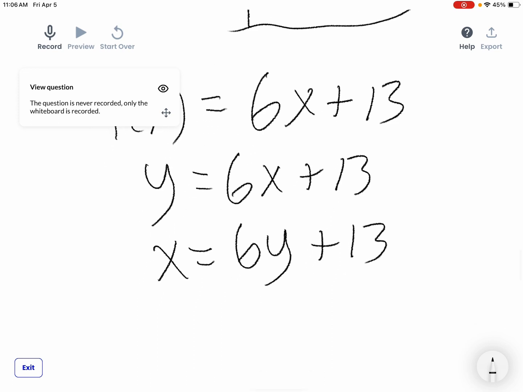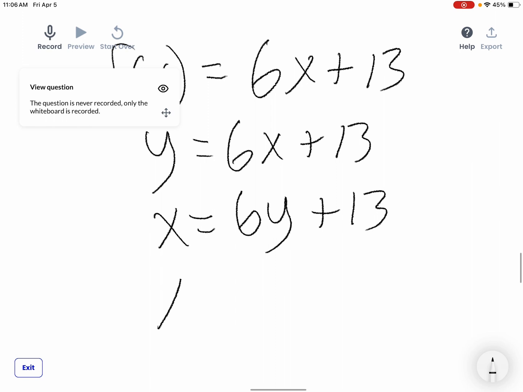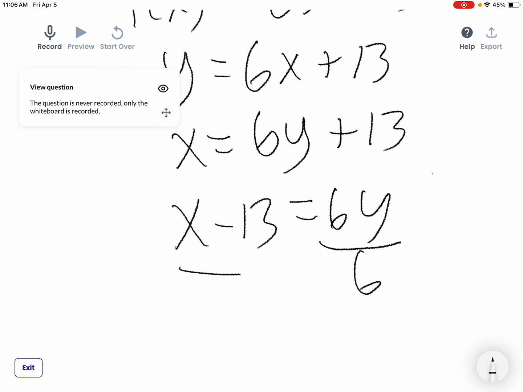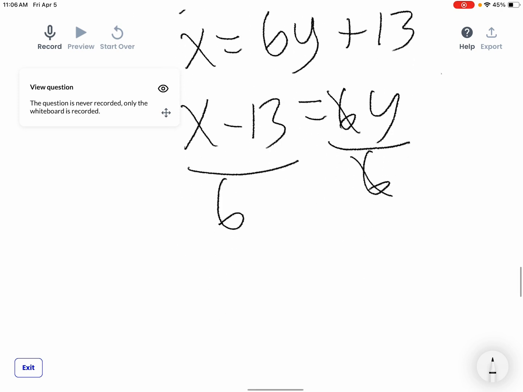So solving for y, let's get the y term by itself. We subtract 13 from both sides, and then divide through by 6, right? So we get x minus 13. Well, that's going to be equal to 6y. Dividing through by 6, we get that x minus 13 over 6 is equal to, well, 6 over 6 cancels, becomes 1, so it's equal to y. So y is equal to x minus 13 over 6.